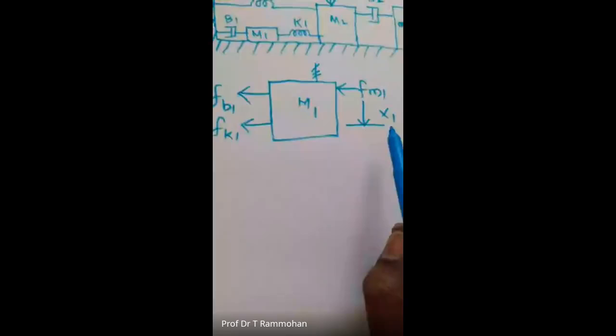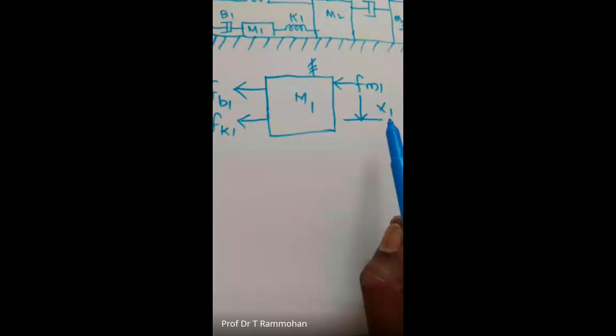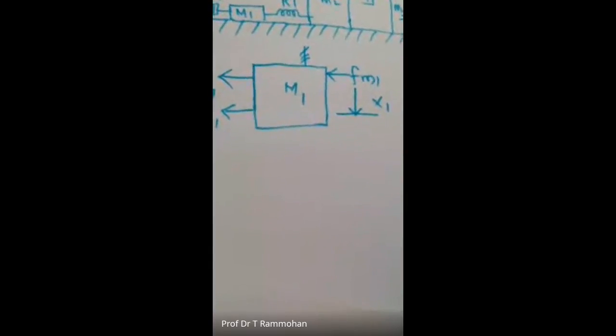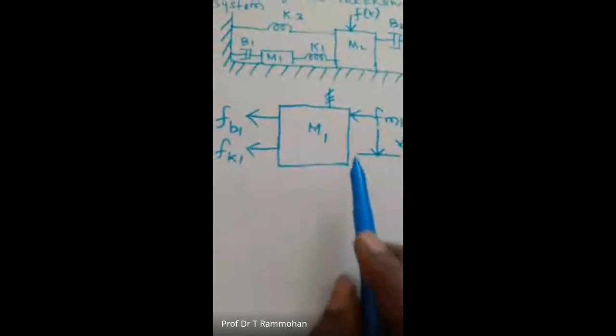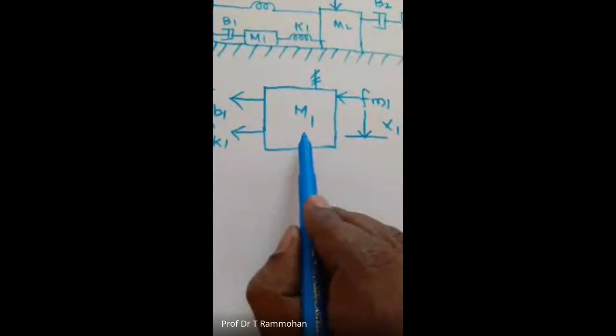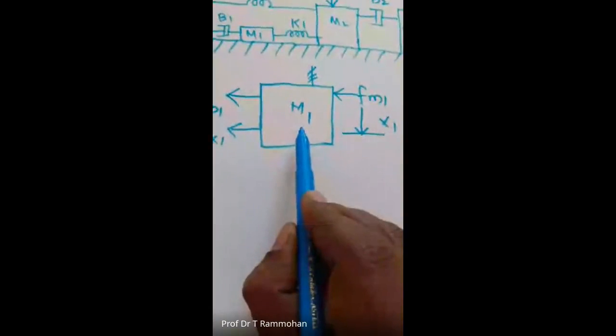Is it clear? Is my voice audible? Yes, sir. Okay, ma'am. So this is the free body diagram of mass 1. Now I'm switching the camera.